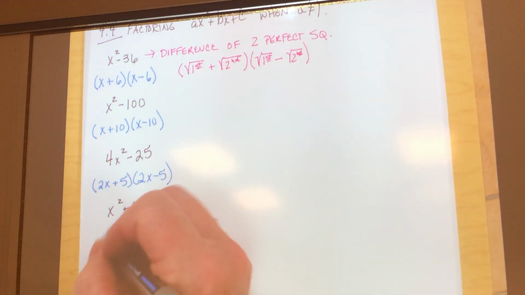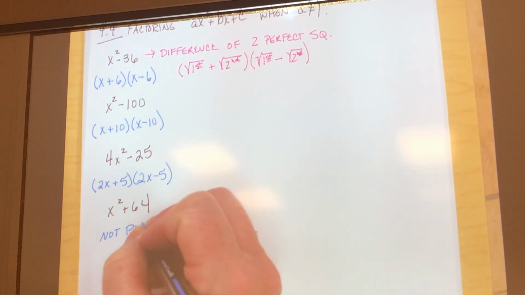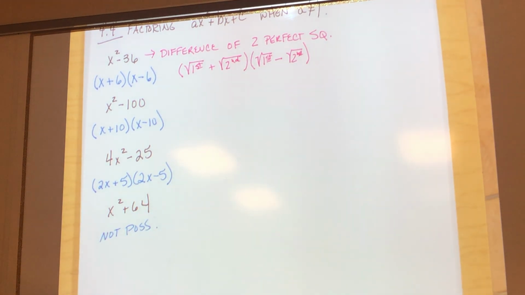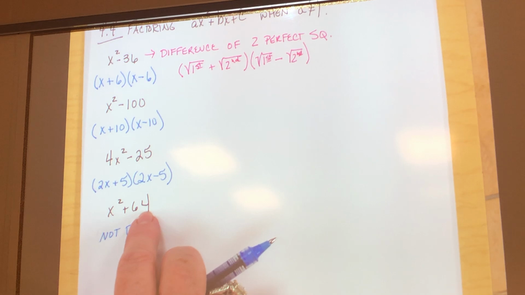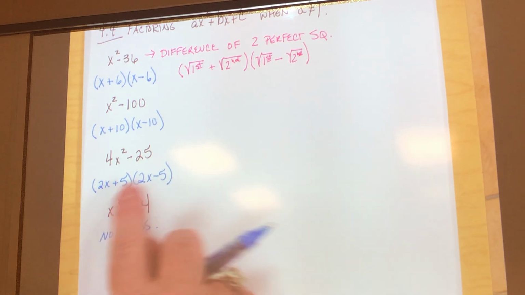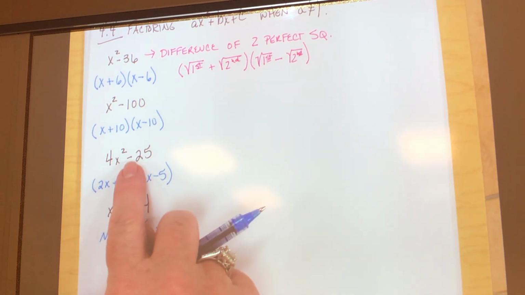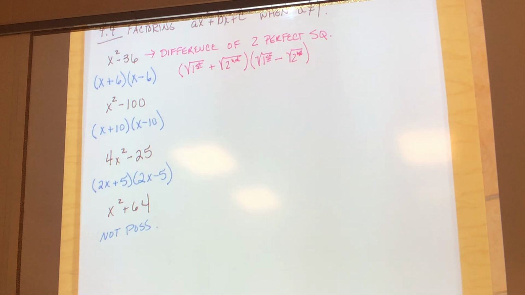Okay? Not possible. It does not factor. The sum of two perfect squares never factors. And here's why. In order to get that positive 64, you have to have like signs, and like signs will not cancel out. The only way to make those inners and outers cancel out is to have unlike signs, and that's going to give you a negative. And that's why it's called the difference of two perfect squares. It's not called the difference or sum of two perfect squares. The sum will not factor.